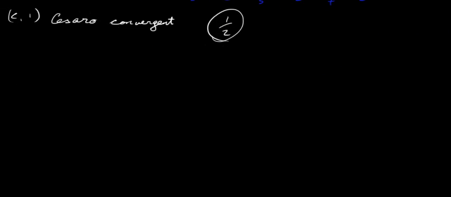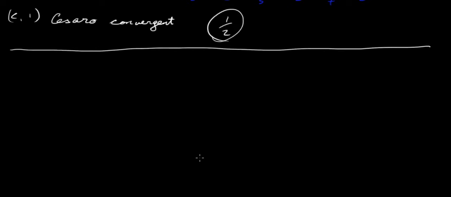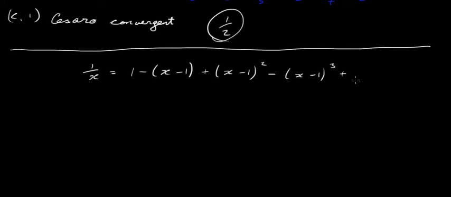Let's just look at another one. Okay, now I'm just going to have a look at this here first of all. We have 1 over x, and that's going to be equal to 1 minus x minus 1 to the power of 1 plus x minus 1 squared minus x minus 1 to the power of 3 plus and so on. So we know this is true, and this can be proven fairly easily by just multiplying the left and right hand sides by x. Now I'll just do that proof very quickly for you.